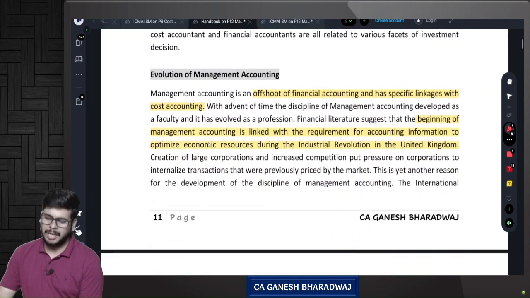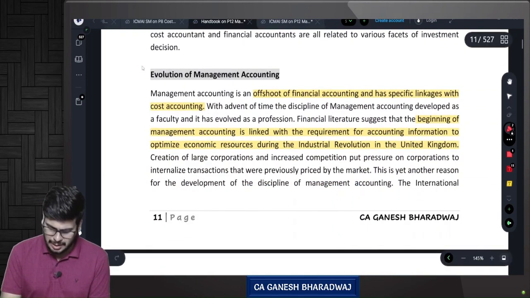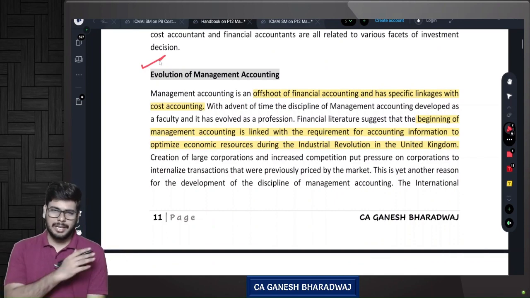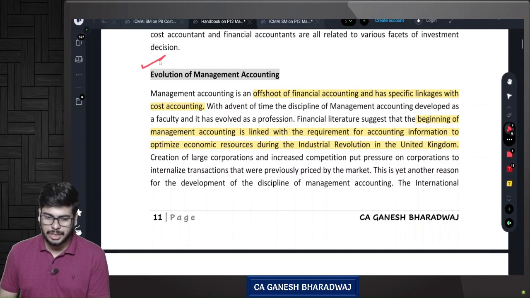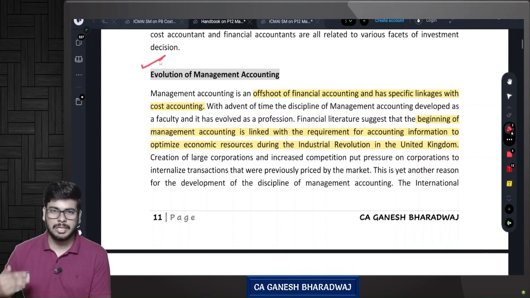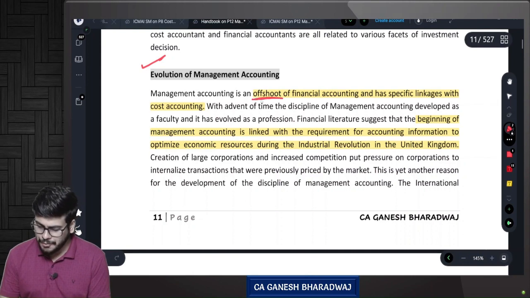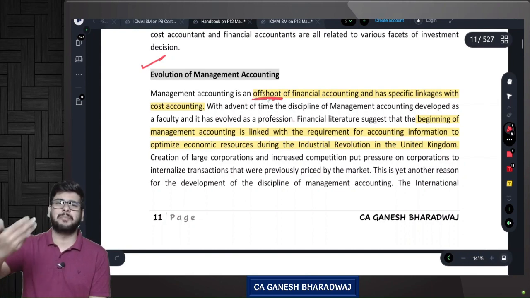Now, this part is the evolution of management accounting. This is basically the history of how management accounting started. They have tested a few aspects of this part in your MCQs, multiple choice questions, true or false, as well as in your fill in the blanks. Some aspects have been involved here. Let us quickly look at this. Management accounting is an offshoot. Meaning, it's a product.